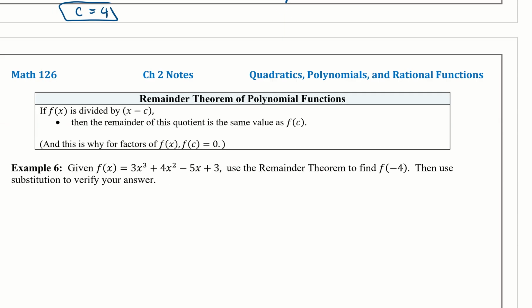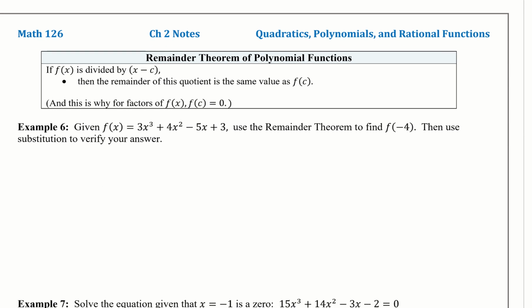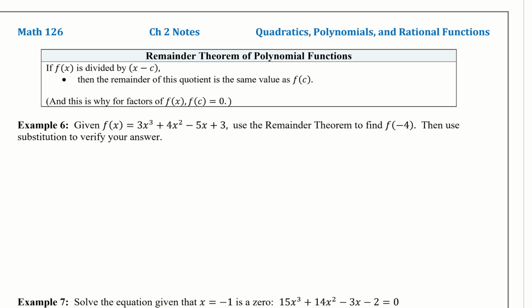All right. Let's take a look at this next part, the remainder theorem of polynomial functions. So this is kind of interesting. When you divide by something that is not a factor that goes in evenly, there is a remainder. Whatever that remainder is, it's the same as the value of the function evaluated at that number, which is interesting. So this can allow us to find values without having to do a whole bunch of computation. So let's take a look at this one.